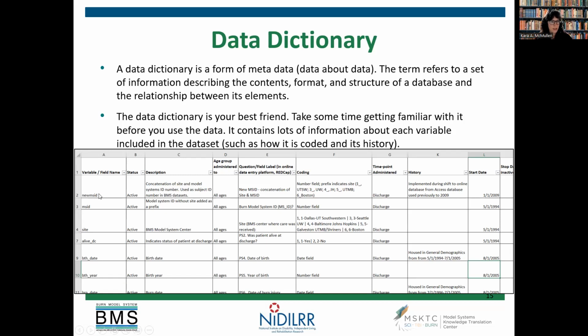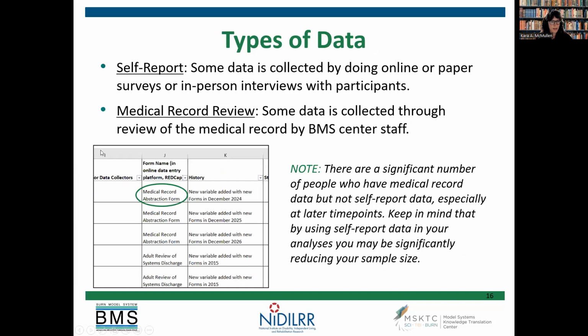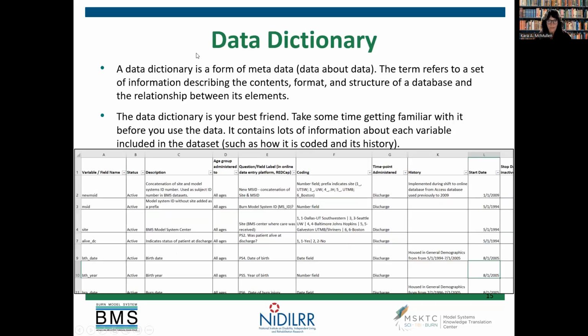So you'll see, for example, in row 2, column A, that's the new MSID, which is our participant ID variable. So the data dictionary stores every single question that's ever been collected by the BMS. We do have a status column here. So it shows you whether that data is currently being collected or if it's archived. And then there's more information, a description, the age group it's administered to, the question itself, the coding for the question, and more information.